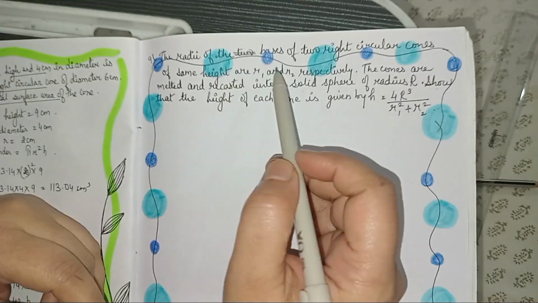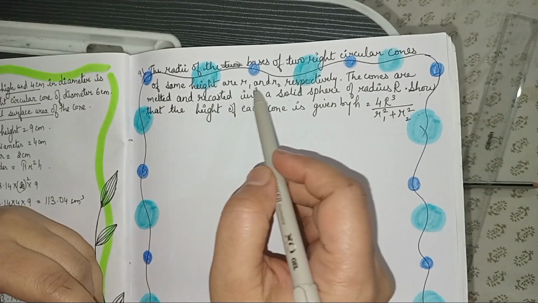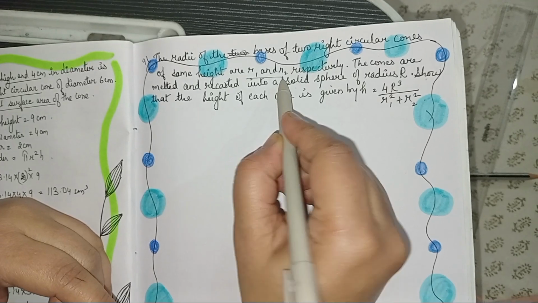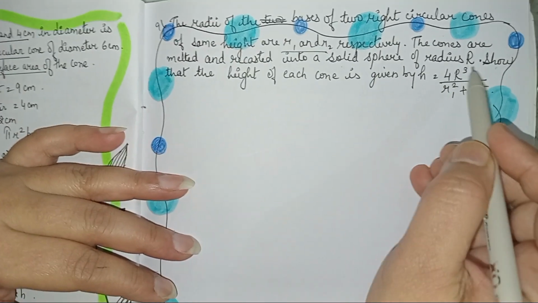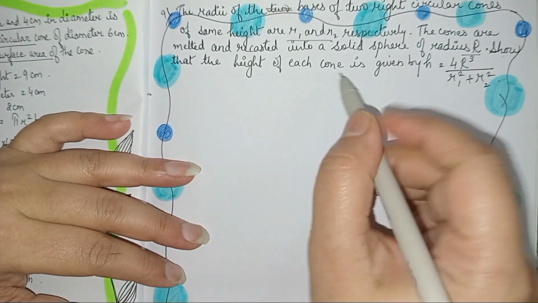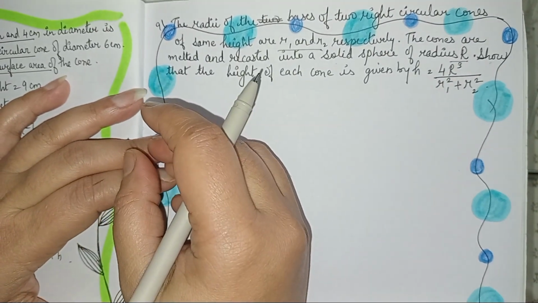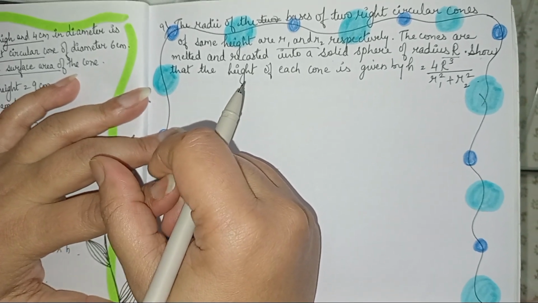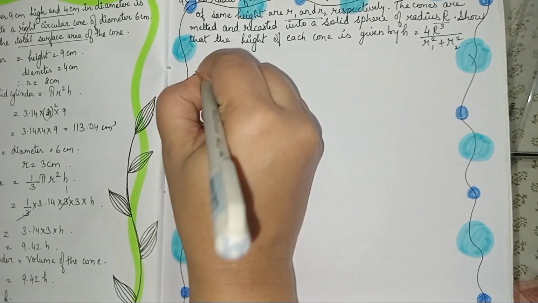The radii of the bases of two right circular cones of the same height are R1 and R2 respectively. The bases' radii are given. The cones are melted and recast into a solid sphere of radius R. Show that the height of each cone is given by h is equal to 4r cube over r1 square plus r2 square. So let's start.